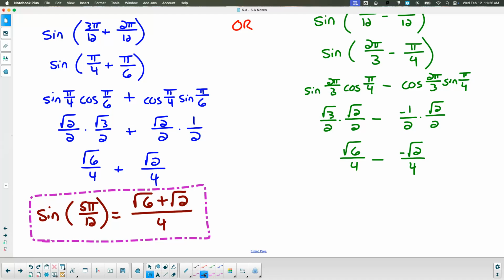So then this gives me the square root of 6 plus the square root of 2 all over 4, which is exactly the same.